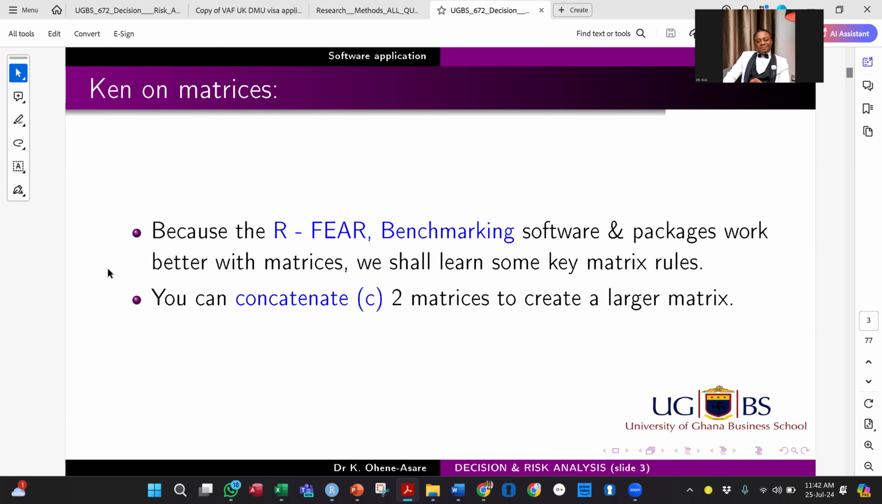Because behind the scenes we are using matrix rules, it's very important to know a few things about matrices and vectors. Two very simple, important points. One of them is concatenation. Concatenation of matrices is done so that you can combine matrices to create a larger one. So you can have a matrix A and a matrix B, and then you can concatenate the 2, combine them to create a matrix C. We shall do an example of that.